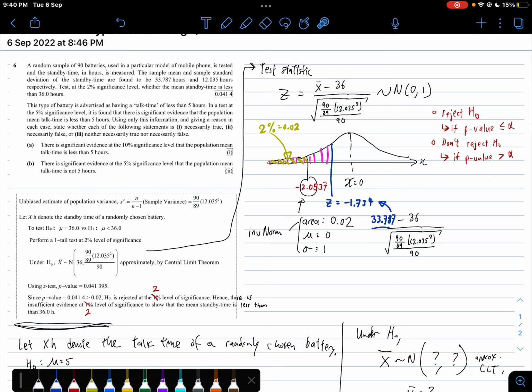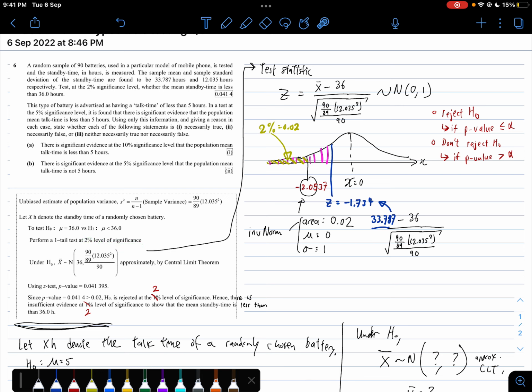Then after that, we let X hours denote the standby time of a randomly chosen battery. Got a H naught, got a H1. H naught is the 36.0 value that we are testing, given by the question. Then this less than 36.0 is also requested by the question. Not necessary, but you can put it there just to be more precise. Maybe the 2% level is important, but the one tail is not. You don't need to mention it because it's obvious from here. Just mention your alpha, 2% level of significance, or 100 alpha percent.